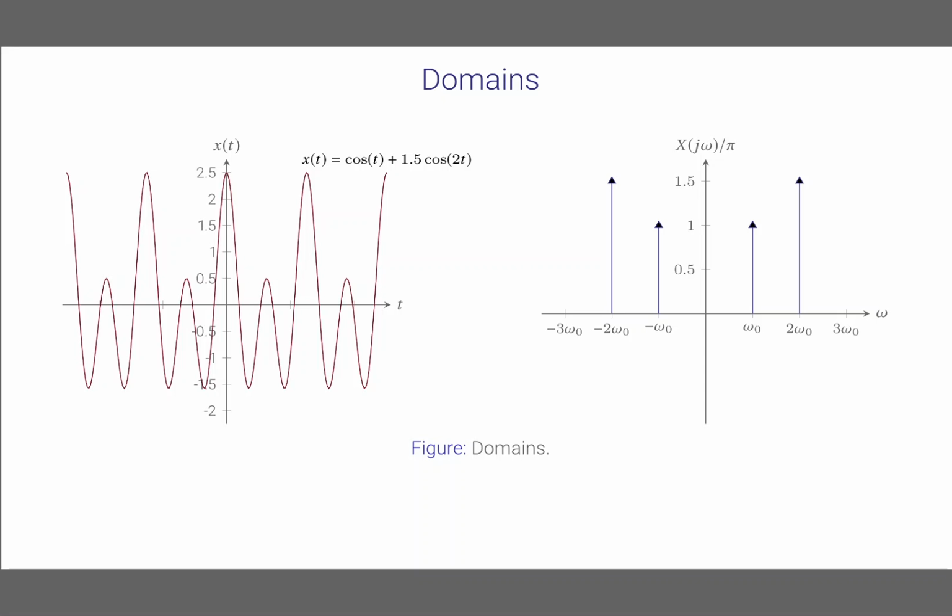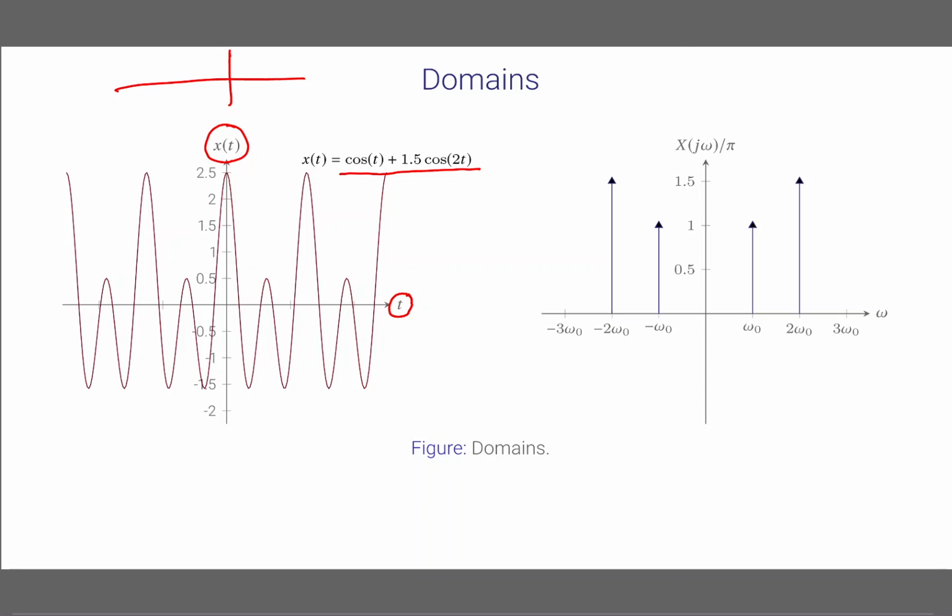A very important part that we would cover in signals and systems is Fourier analysis. To understand Fourier analysis, we'll first understand what these two domains are. Now here I have drawn a signal with the independent variable time, and the signal itself is x(t). It's a continuous time signal. Actually this signal is x(t) equals cos t plus 1.5 cos 2t.